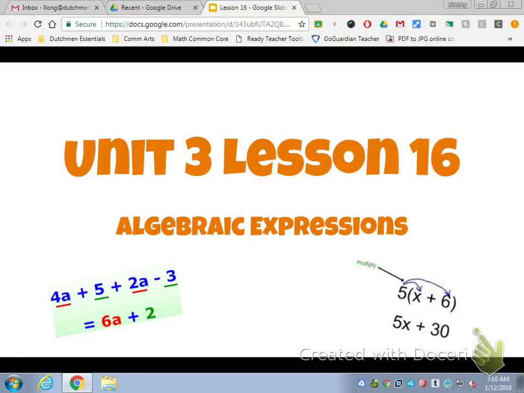Hello, hello. Today we're going to move on. We're going to talk about Lesson 16, which is Algebraic Expressions. We worked with numeric expressions, which were all numbers. You follow order of operations to solve. Now we're going to throw in some variables, which are the letters. So we're going to work with algebraic expressions.